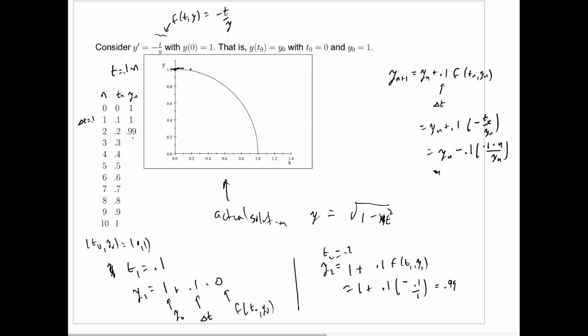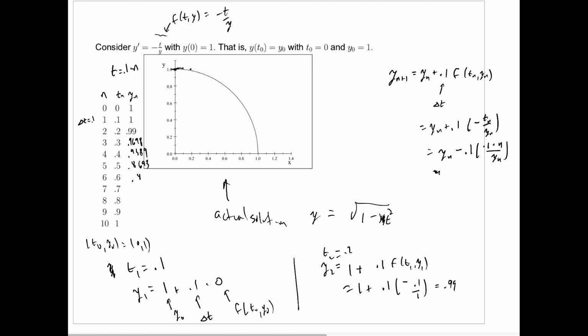Just with a quick calculator, we can compute these other values of y. Y sub 3 is 0.9698. Y sub 4 is 0.9389. Y sub 5 I computed to be 0.8963. And these are just 4-digit approximations. The next one, 0.8404. That's Y sub 6.